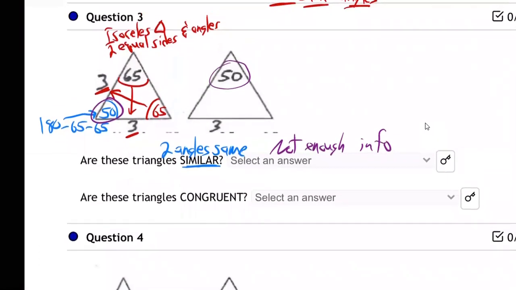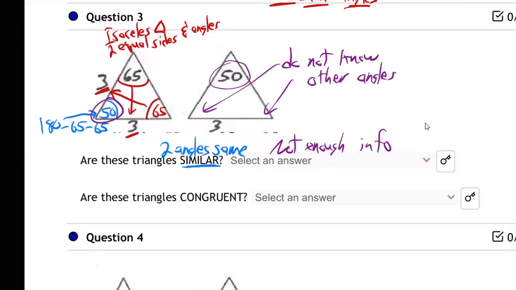Not enough info. Why not? Because we just don't know the other angles. Well, the one we do know is so far so good, right? 50-50. That one's right. But we don't know the others. Now, if this was different, if this was like 40, then I would say, no way, they're not similar, because then I would know they have a different angle. And they have to have the same three angles, right? And so if they had one that I knew was different, then I would say, no way. But the only one I know is so far so good, 50-50. I just don't know the other two.